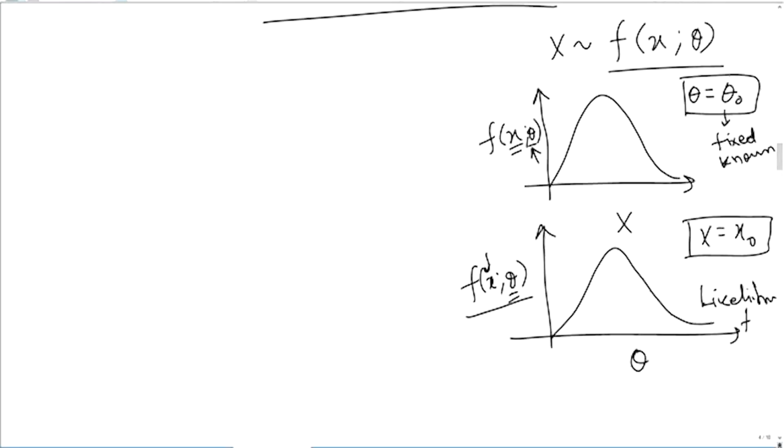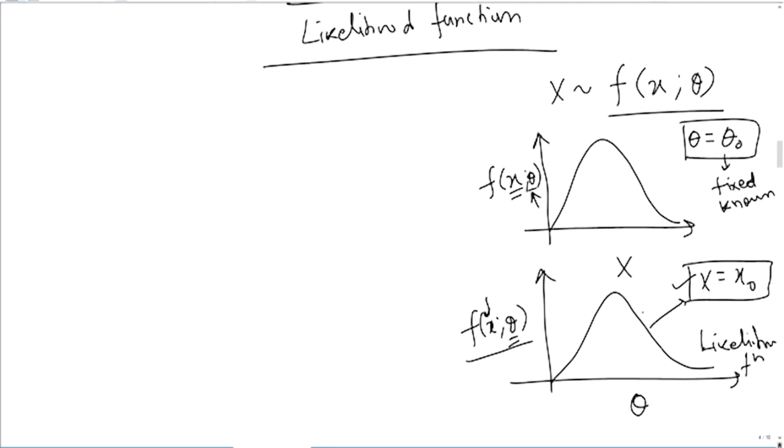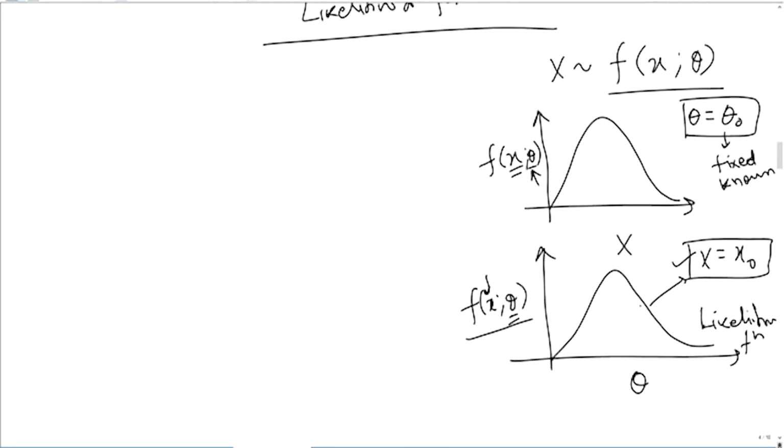So this is actually telling you which values of theta are more likely to generate this data, and which values of theta are less likely to generate this data. All right, so this is a brief wrap up of what we have covered. Okay, so let us take an example.